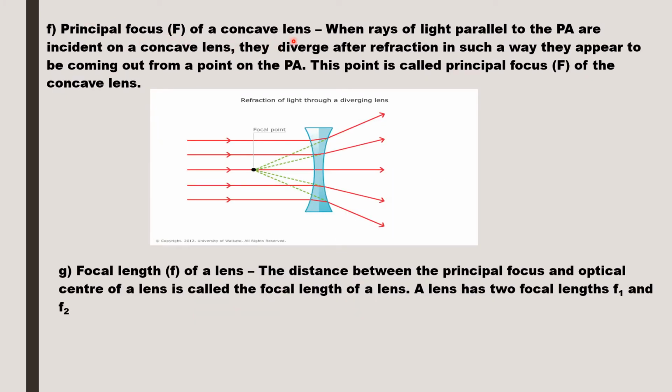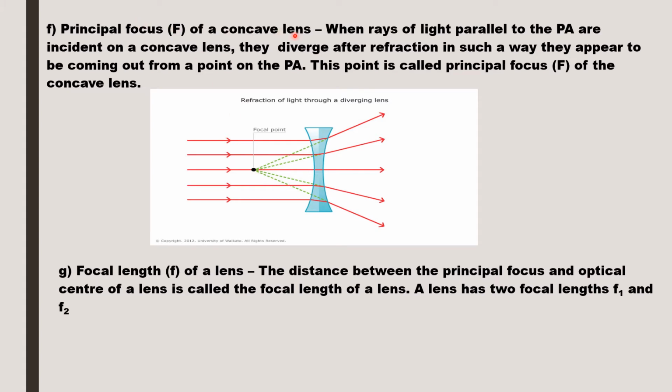Principal focus of a concave lens. Here this is a concave lens. These rays of light are incident on a concave lens and are parallel to the principal axis. Now when the rays of light get refracted, we see that the rays of light diverge in such a way that when extended backwards they appear to meet at a point on the principal axis. So this point is called the principal focus of a concave lens.